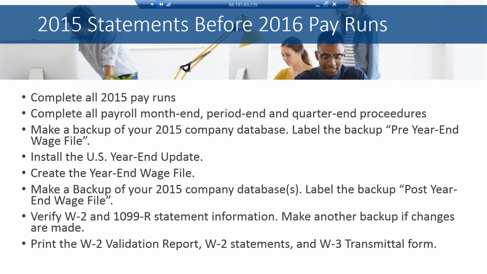So once you've created the year-end wage file, we encourage you to make another backup of your 2015 company database and label this backup post-year-end wage file. So you notice that we ran our last pay run, we did our month-end, quarter-end procedures, we made a backup, we called that pre-year-end wage. We then installed the U.S. tax update and we created the year-end wage file. We then make another backup. So we've made 2 backups thus far just to get us to a point where we're ready to then edit and review our W-2s and our 1099s.